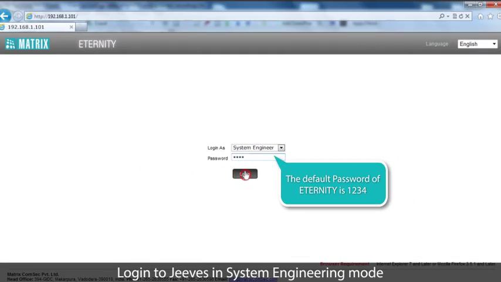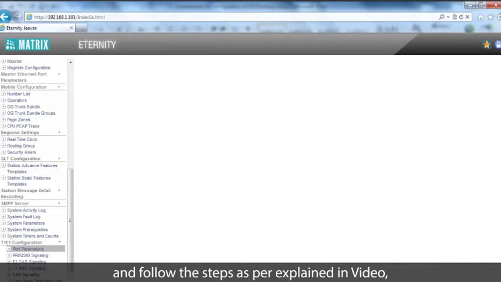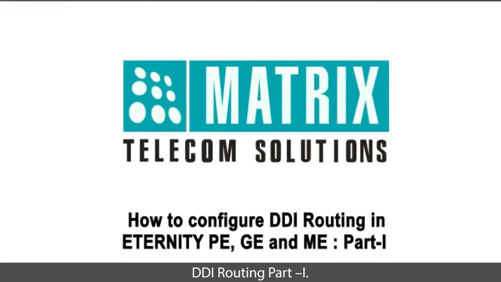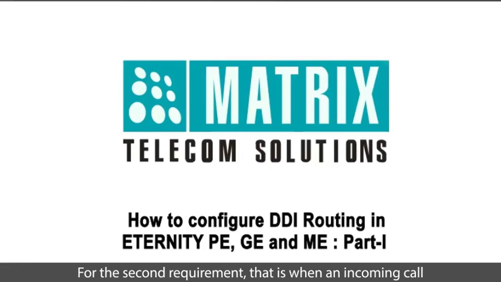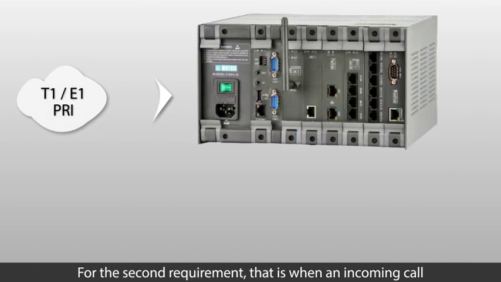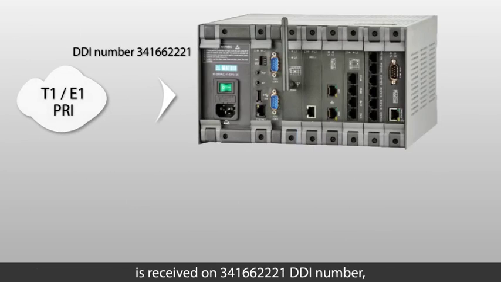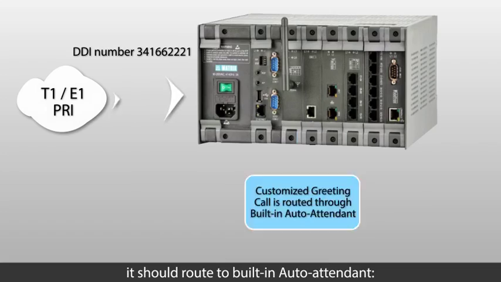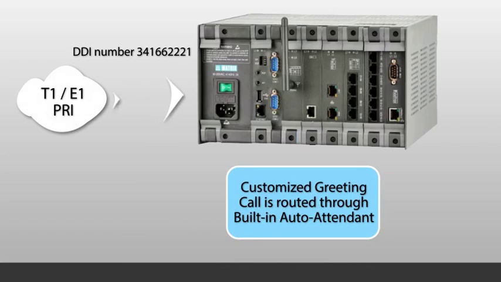Log in to Jeeves in System Engineering mode and follow the steps as explained in the video DDI Routing Part 1. Following the same will fulfill our first requirement. For the second requirement, that is when an incoming call is received on the 341662221 DDI number, it should route to the built-in auto-attendant.